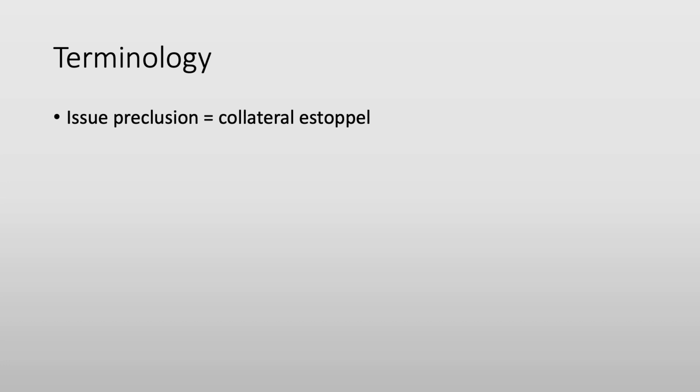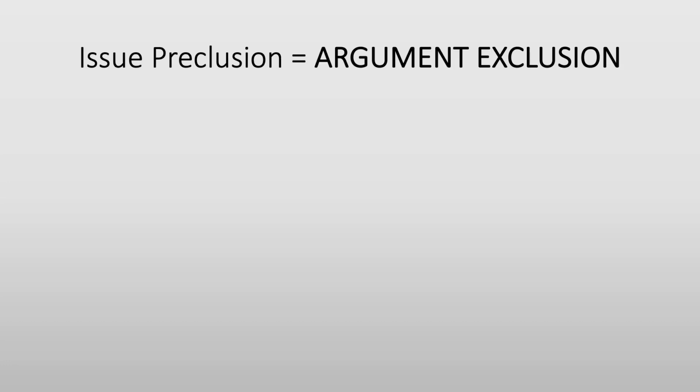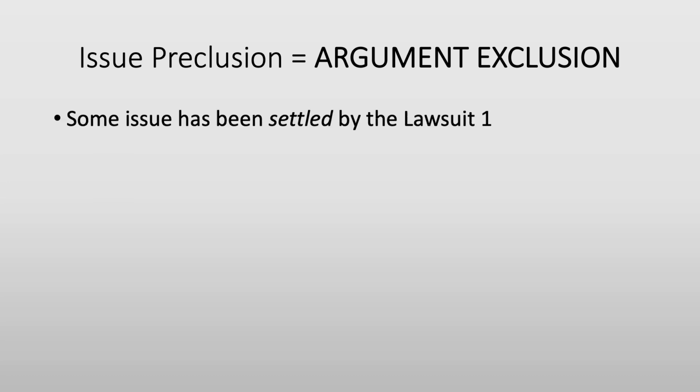More important is, what does this mean? You can think of issue preclusion as argument exclusion. In other words, an argument that could potentially be made in a lawsuit is excluded from a lawsuit because it has already been determined in some past lawsuit. So here's how it goes. There's an issue that has been settled by lawsuit one. Don't worry about what it means to be settled for now. We'll get to that in a sec.